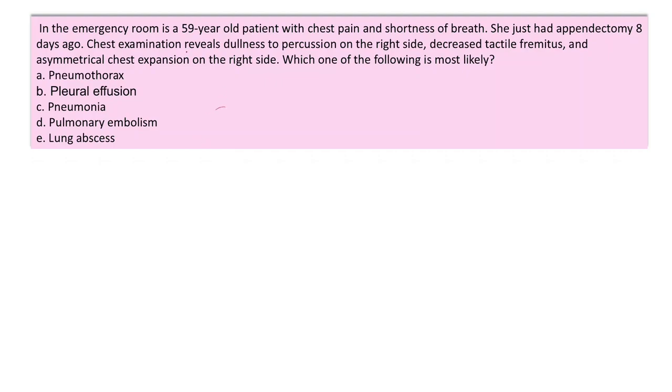In the emergency room, a 59-year-old patient with chest pain and shortness of breath. She had just had appendectomy 8 days ago. Chest examination reveals dullness to percussion on the right side, decreased tactile fremitus, and asymmetrical chest expansion on the right side. Which one of the following is most likely?